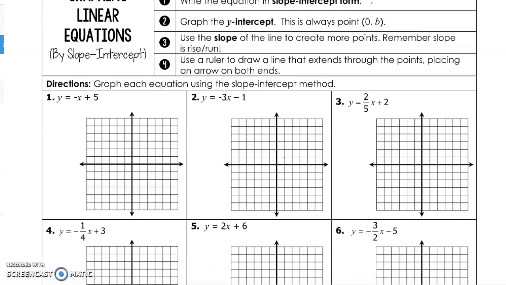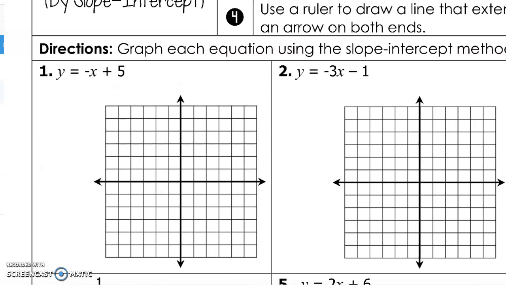So let's take a look at number 1. The first number we start with is the plus 5. So that means I start and count up 5. 1, 2, 3, 4, 5. That's where I start for my line. Right off the bat, our slope is a little bit tricky. There's no number in front of x, so I can put a 1 and then also over 1. So I have -1 over 1.